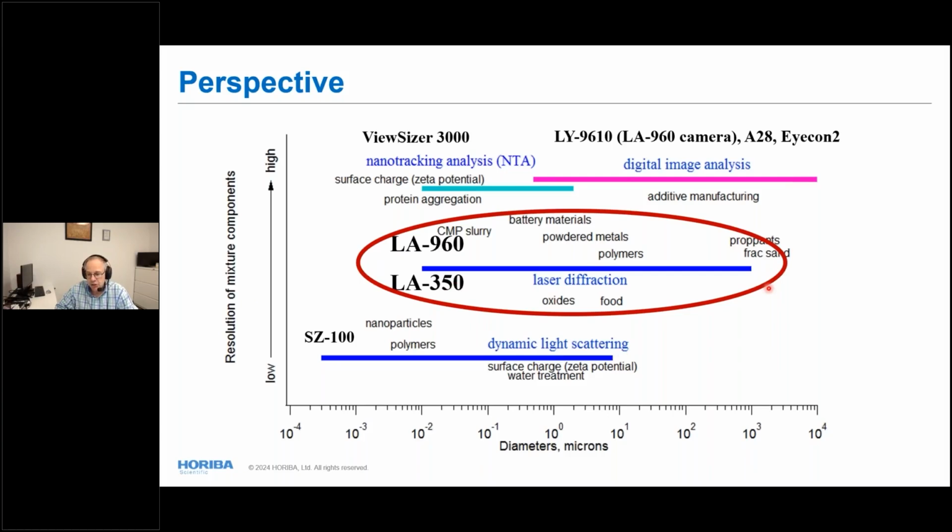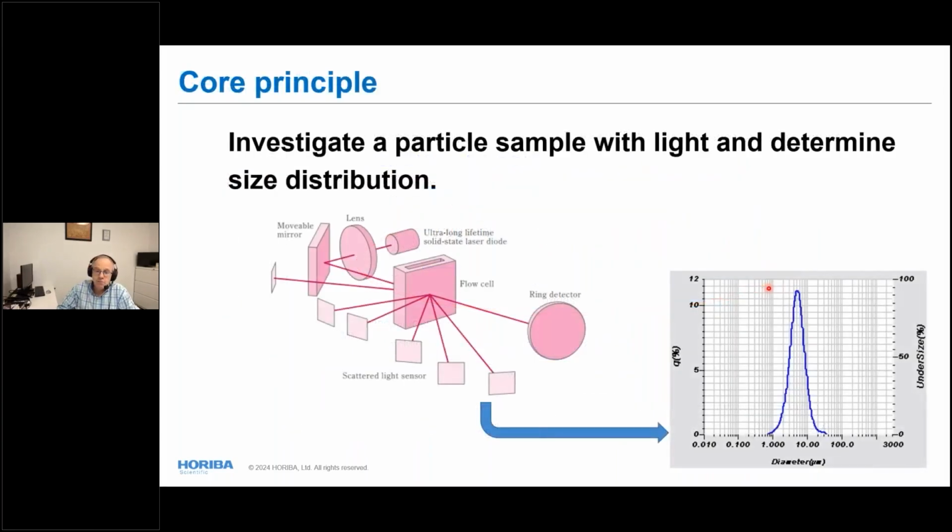With such a broad size range, you can have a really broad range of surface effects that affect dispersion and so on. The core measurement principle is that we send some light into a sample and look at the scattering as a function of angle to extract a particle size distribution, which is shown here on the right.